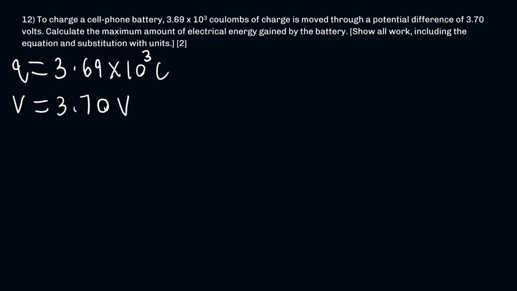The last part here, I want to calculate the maximum amount of electrical energy gained by the battery. So I'm going to look for what it says that electrical energy is on the right side of the table again. It's a little bit difficult to find because it is in parentheses. So in parentheses next to work, it says electrical energy. So the work done here is the same thing as my electrical energy. That is going to be W. That's what I'm calculating for. So that is going to be my unknown or my question mark.